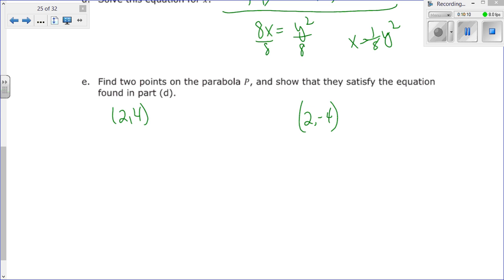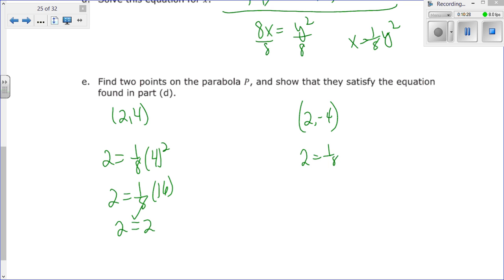Okay, so I use my equation. So x is 2 equals 1/8 times 4 squared. So 2 equals 1/8 times 16. 1/8 of 16 is 2. Well, that works. 2 equals 1/8 times -4 squared. So 2 equals 1/8 times 16, which is still 2 equals 2. So now that I've shown that both of those points satisfy the equation, I know that my equation works.